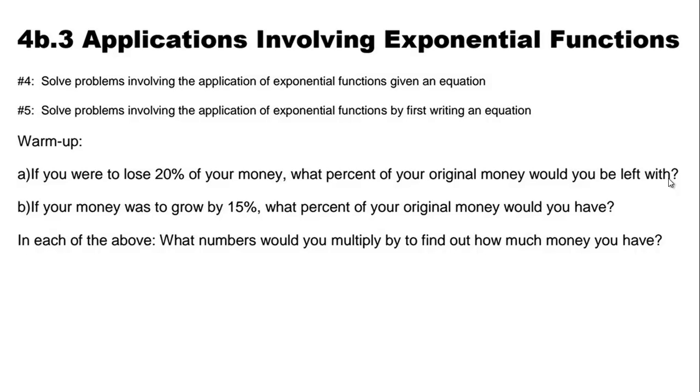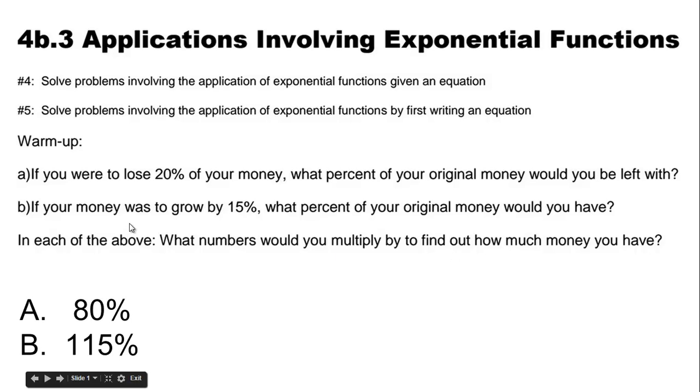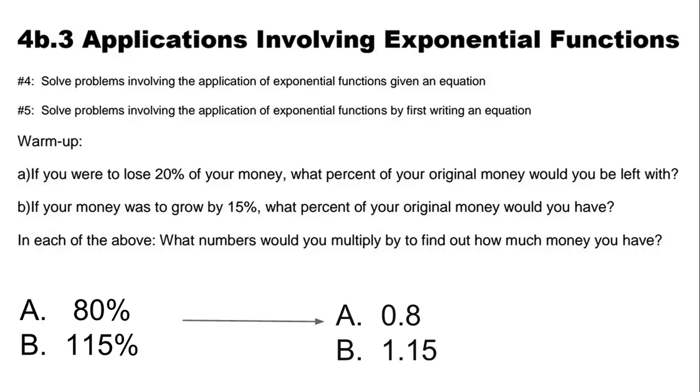And so if you lose 20% of your money, you have left with you 80%. And if your money is to grow by 15%, what percentage of your original money do you have? And that's 115%. Numbers you multiply by are 0.8 and 1.15. These are the decimal equivalents to the percentages. This is the reason why we multiply by 1.13 for the tax. We're actually talking about 113%.